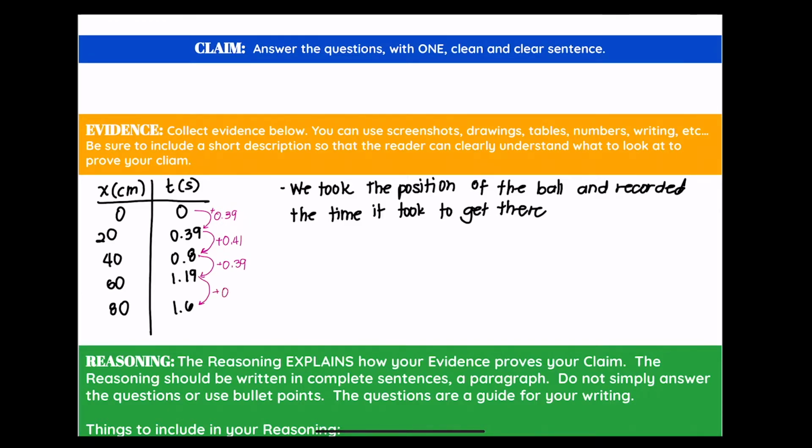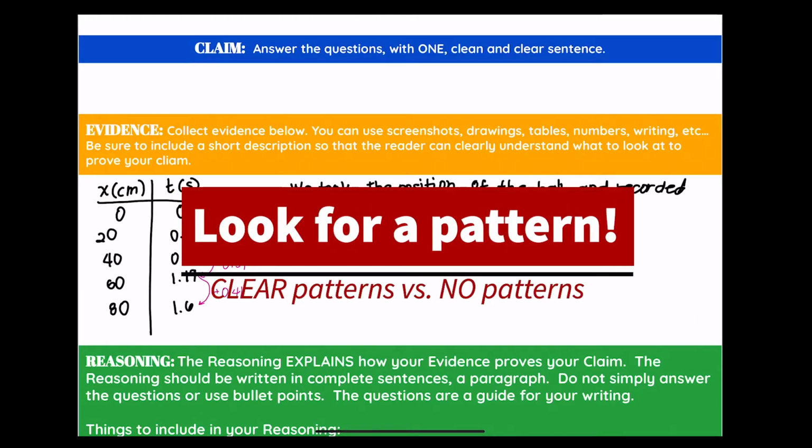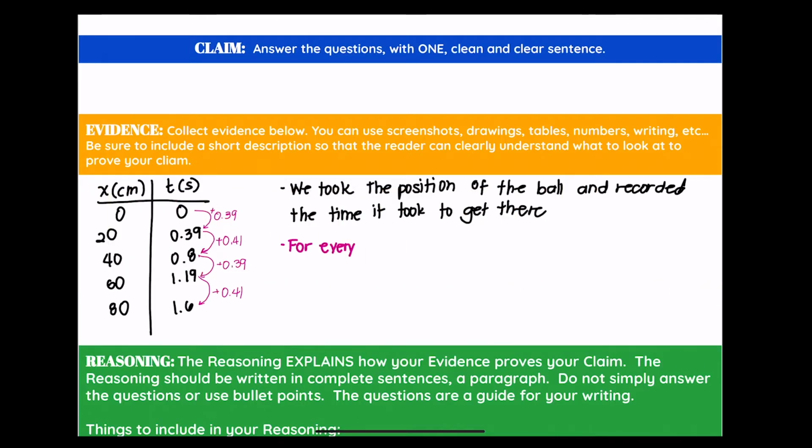And then we are seeing some sort of pattern here. Now, your data is not going to be an equally clean pattern like this, right? I made up this data to get my point across. So it says here for every 20 centimeters the ball moved, it took about 0.4 seconds to get there. Right? And this is just summarizing what our evidence looked like.